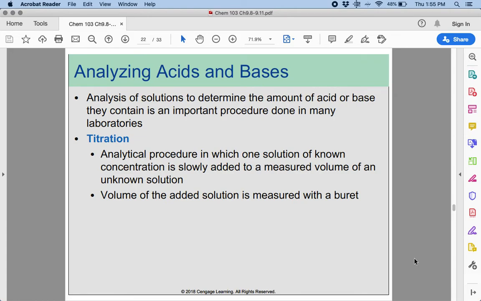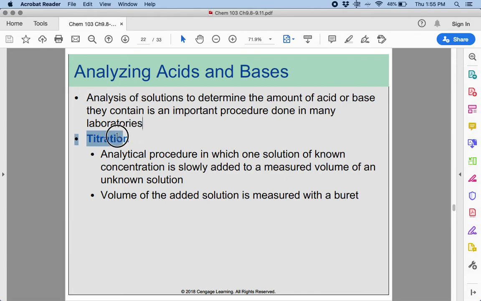When we are analyzing acids and bases, we know that we're going to be using pH as a good way to describe the concentration of H plus in the solution, or maybe the concentration of OH minus in the solution. But how we determine that is what we'll be talking about for the next few minutes.